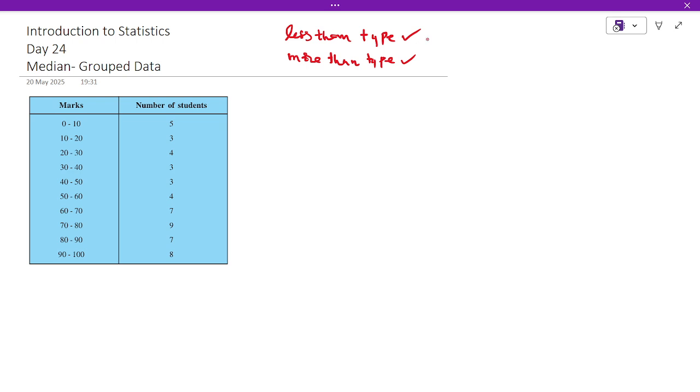But in general, whenever we want to find the median of grouped data, we use the less than type cumulative frequency. Therefore in this question also we are going to use the less than type cumulative frequency. The formula we are going to use to find the median is: median is equal to L plus n by 2 minus CF divided by F, and this total is multiplied with H.